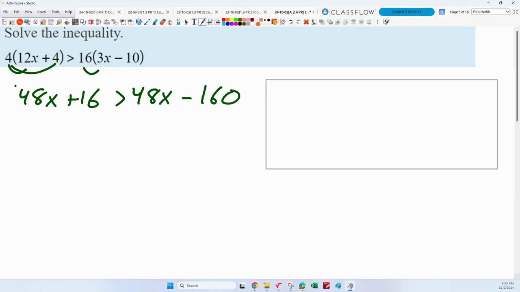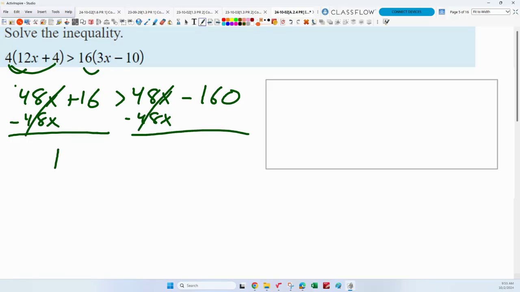Yeah, when I try to move the 48x's to the left or the right, it doesn't matter, whichever one I do, the x's all cancel, right? We've seen this stuff before. I end up with the result 16 is greater than negative 160. How do you think I interpret that?